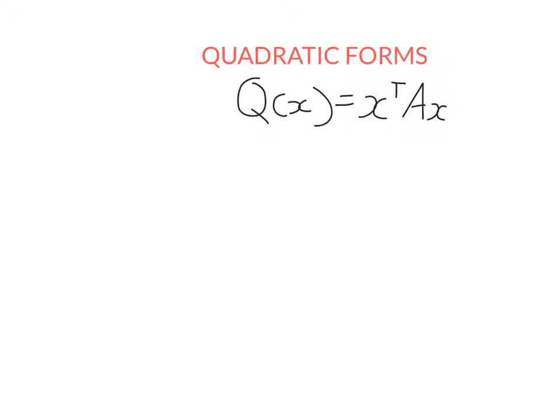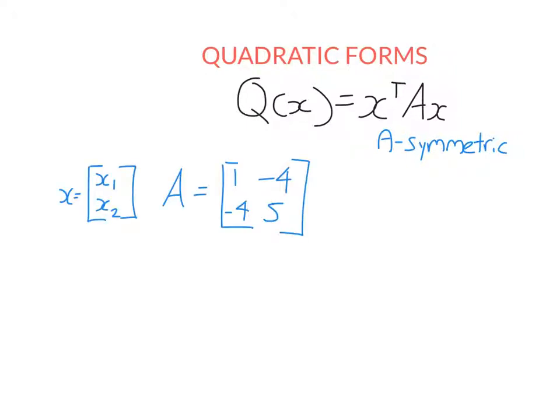Now, because of their nice properties, we actually want A to be a symmetric matrix, because this will mean it's orthogonally diagonalizable, as we've seen, but also all its eigenvalues will be real. So let's look at an example. If I have x and A as written here, then x transpose Ax is calculated as follows.